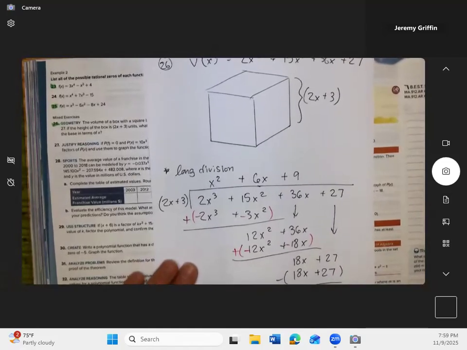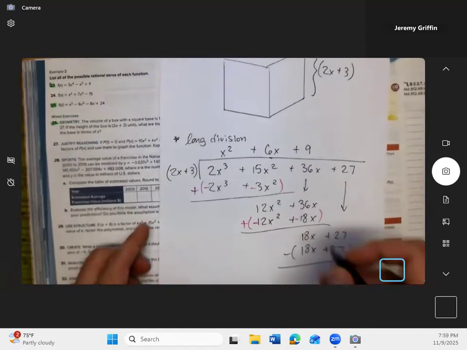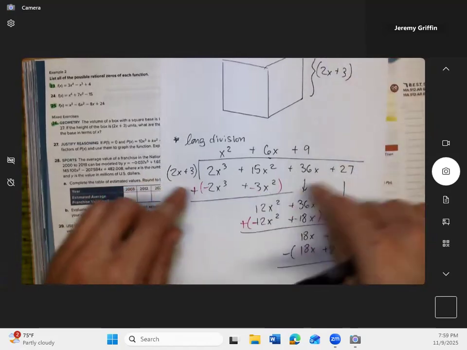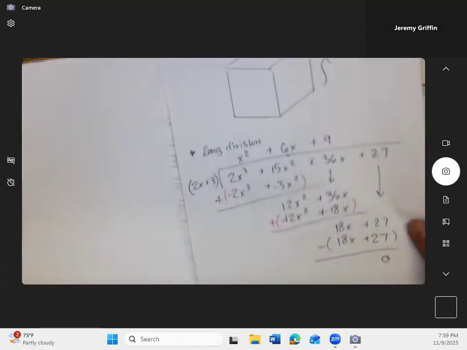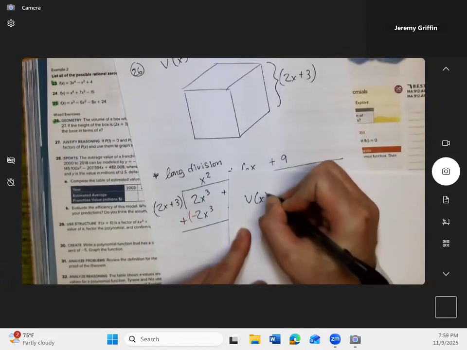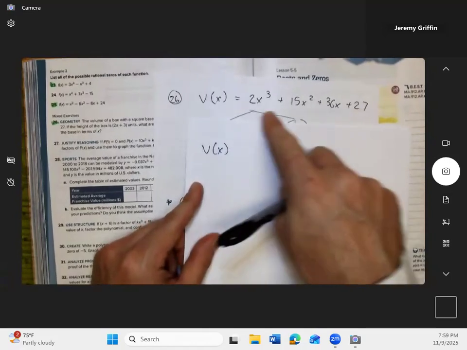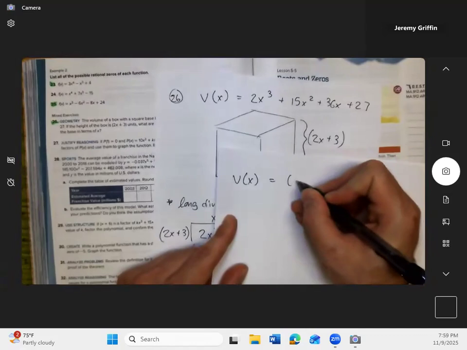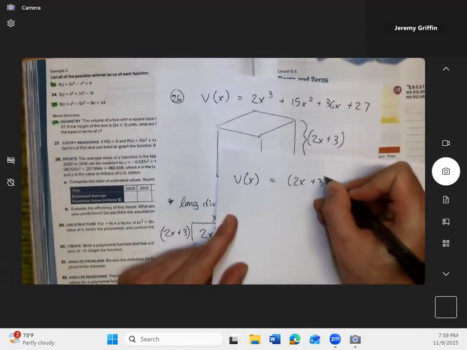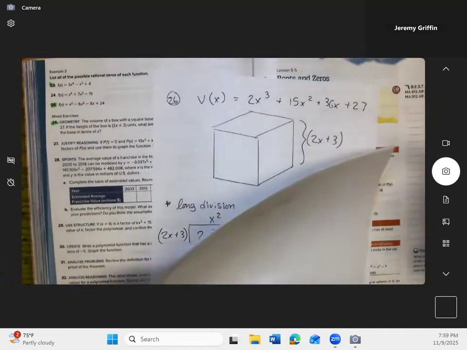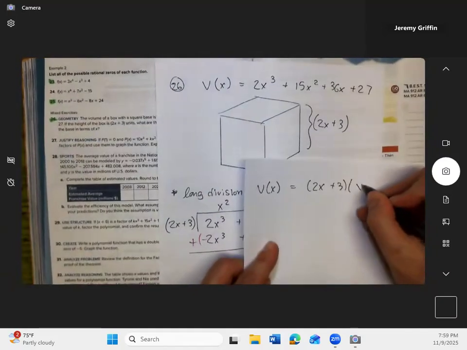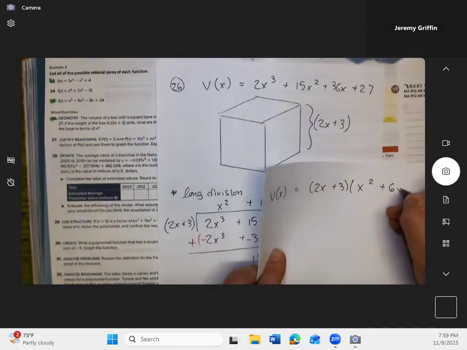It gives me zero remainder. That's good because that means this height does perfectly factor out of the original volume function. So pick up here. The volume as a function of x. They wrote out this whole polynomial in standard form, but now I can write it in a more factored form. I know the height is 2x plus 3, and if I factor that out of the original, which I just did, I'm left with this quotient right here: x squared plus 6x plus 9.